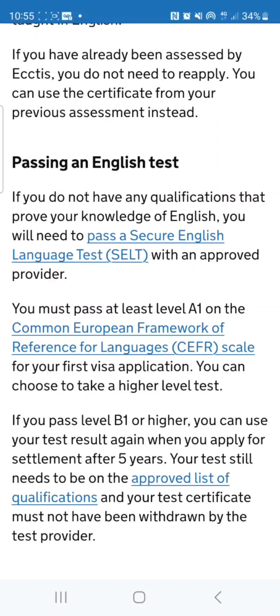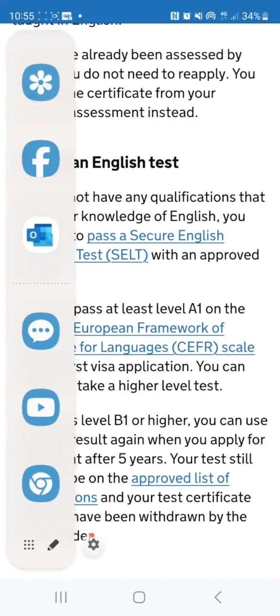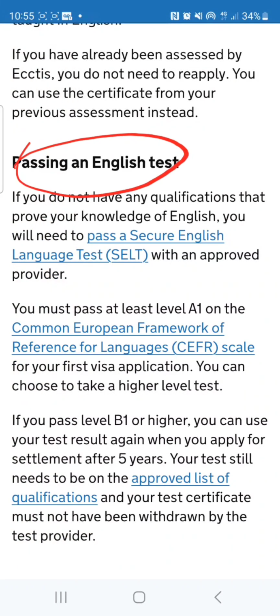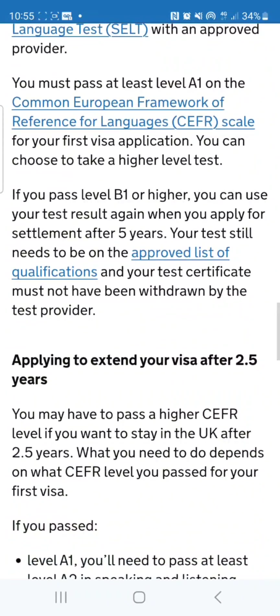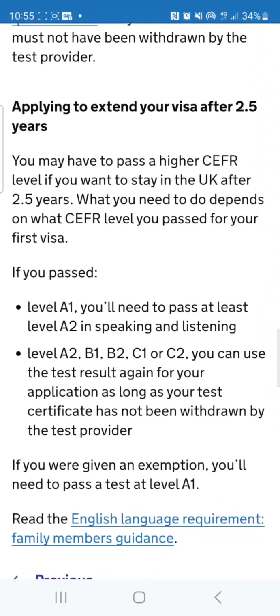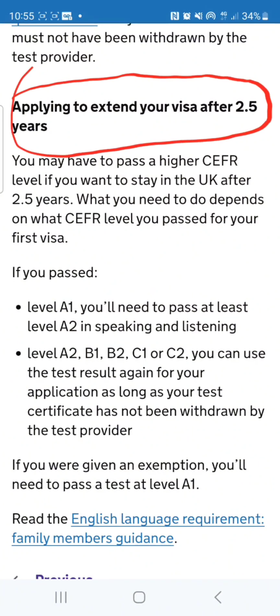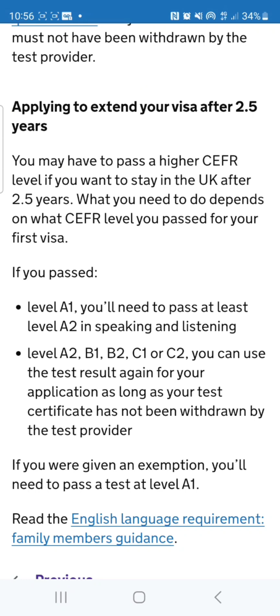If you have a degree from an institution in the UK, you have to provide the certificate, or pass an English test. If you do not have any qualification that proves your English, you will need to pass a secure English language test with an approved provider. Applying to extend your visa after 2.5 years, that means extending your visa after the initial 2.5 years, you may have to pass a higher level English test if you want to stay in the UK after 2.5 years.